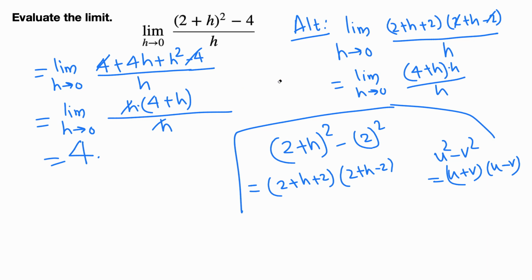Okay, and now we can simply cancel h from top and bottom, and we plug in h equals 0. So 4 plus 0, 4. Either way, the limit is 4.